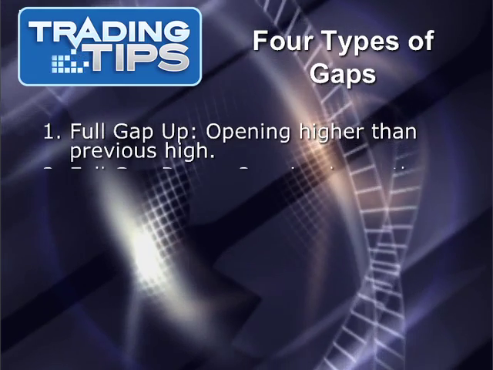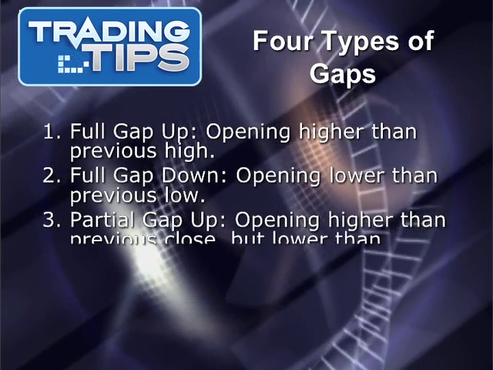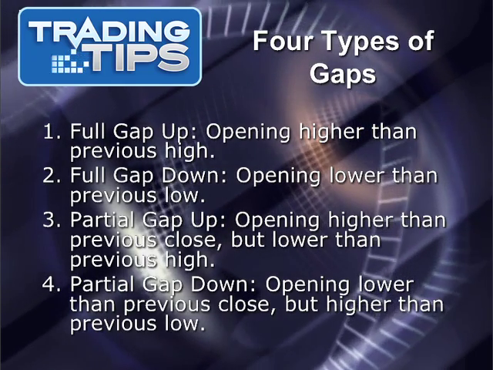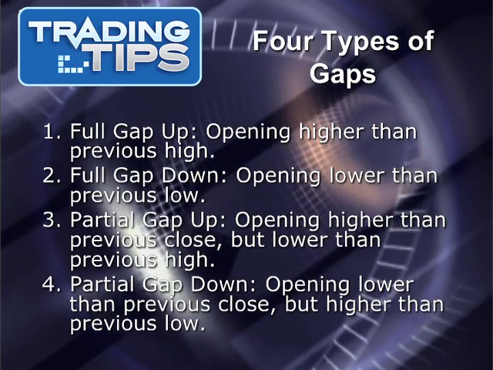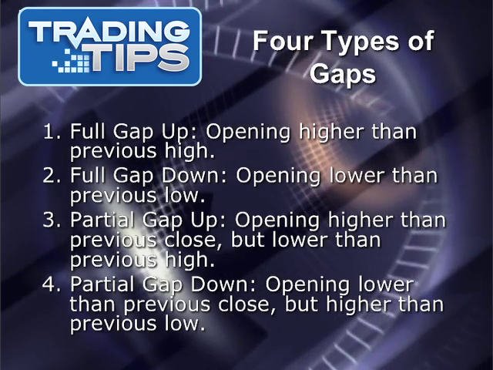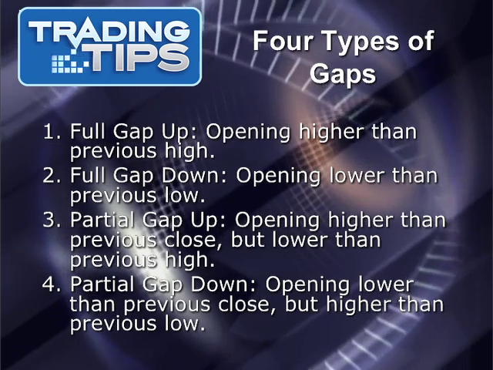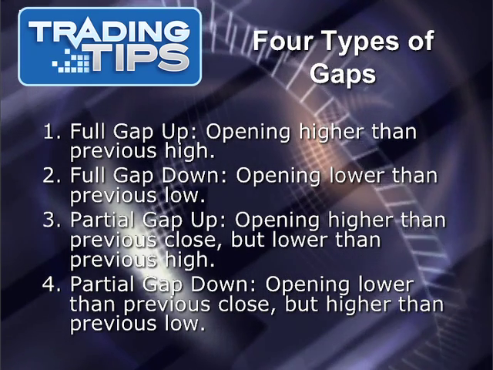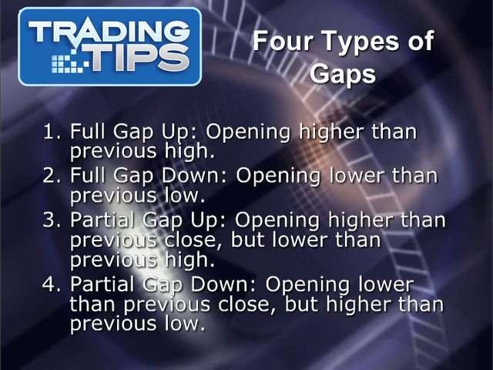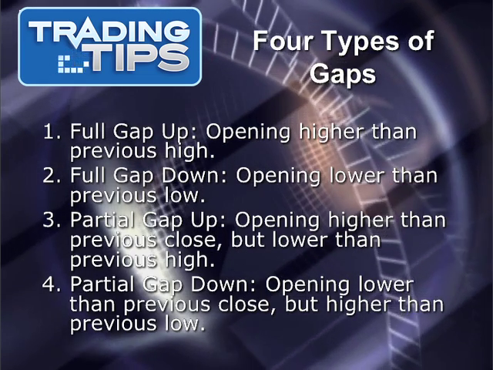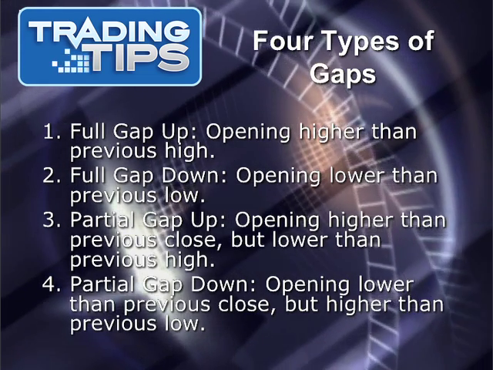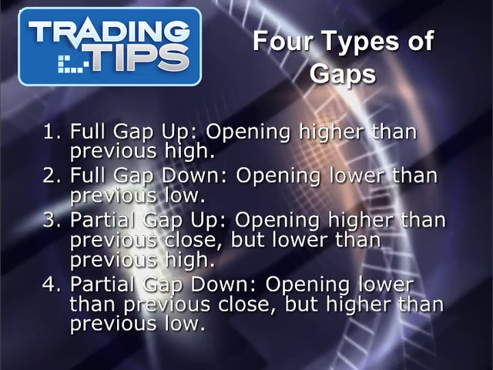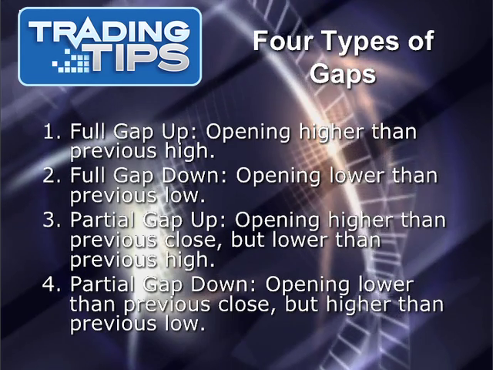There are 4 types of gaps: a full gap up, a full gap down, a partial gap up, and a partial gap down. A full gap up occurs when the opening price is greater than the previous day's high. A full gap down occurs when the stock's opening price is lower than the previous day's low. A partial gap up occurs when the opening price is higher than the previous day's close, but not higher than the previous day's high. And a partial gap down is when a stock's opening price is lower than the previous day's close, but not lower than the previous day's low.